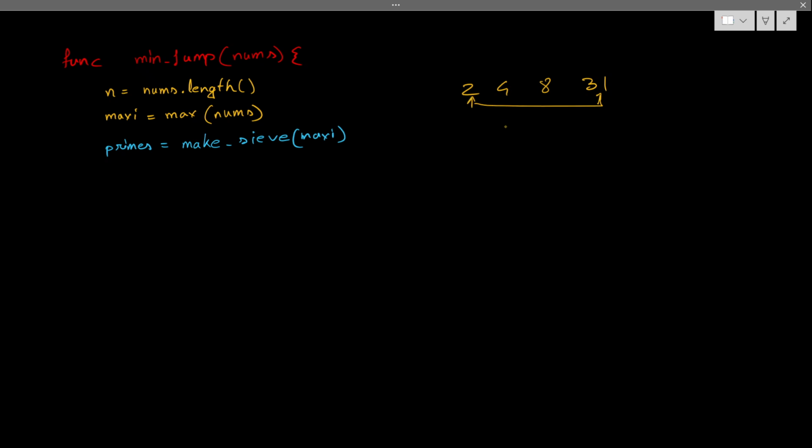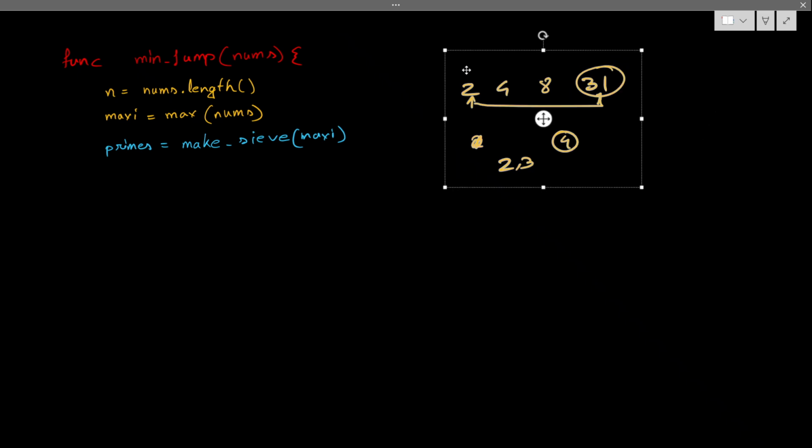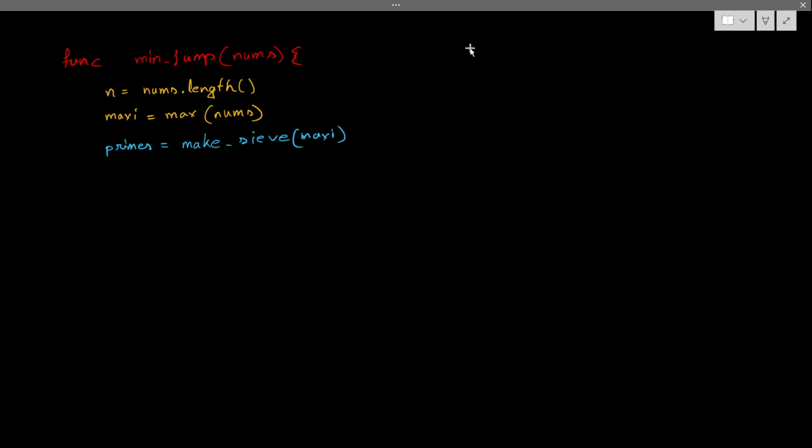If n is 4 and I calculate only 2 to 4, up to 4 how many primes are there? Only 2 and 3 are primes. But I have to find 31, and 31 could also be a prime number, right? So that's why, up to the maximum, I have to calculate the prime numbers and pass them in the sieve of Eratosthenes. Got it? Okay. Next.